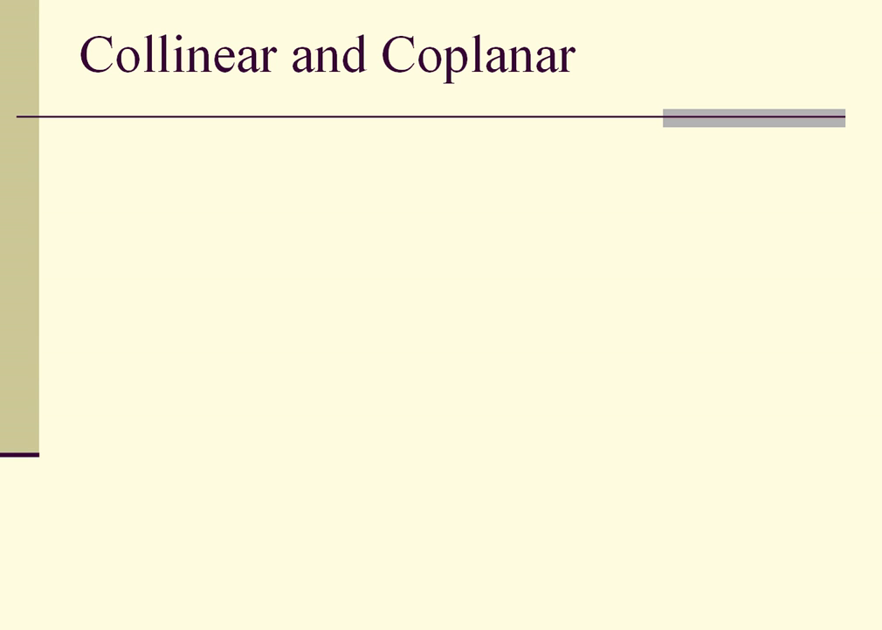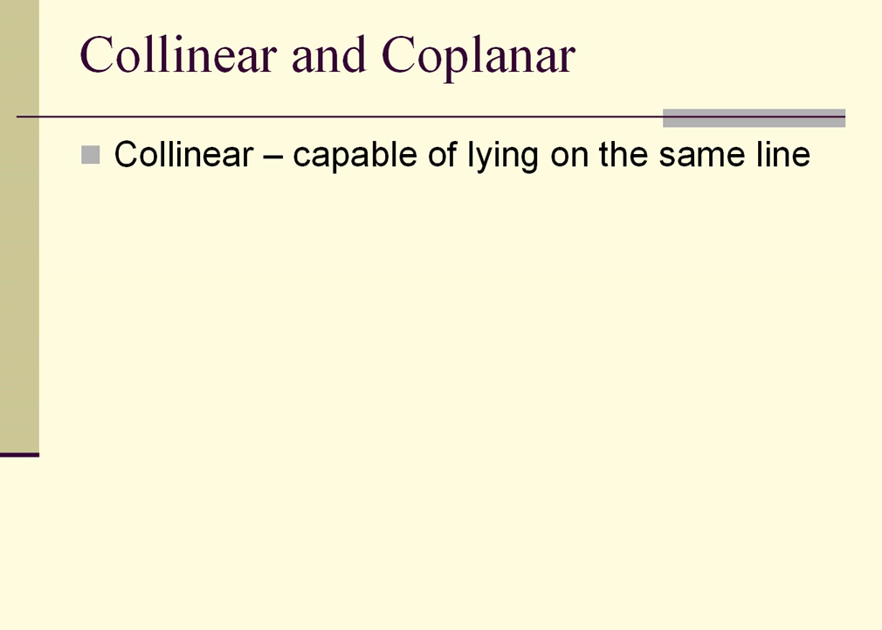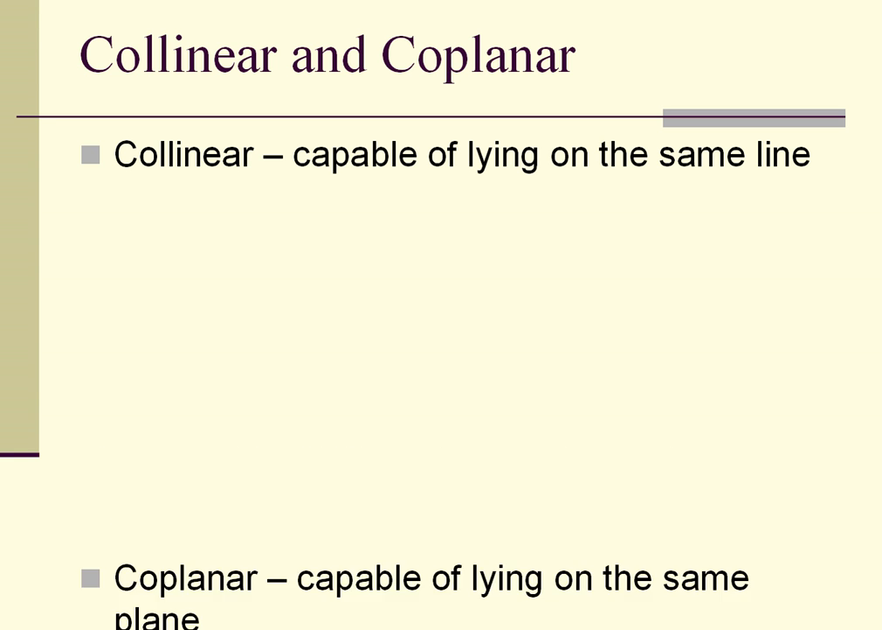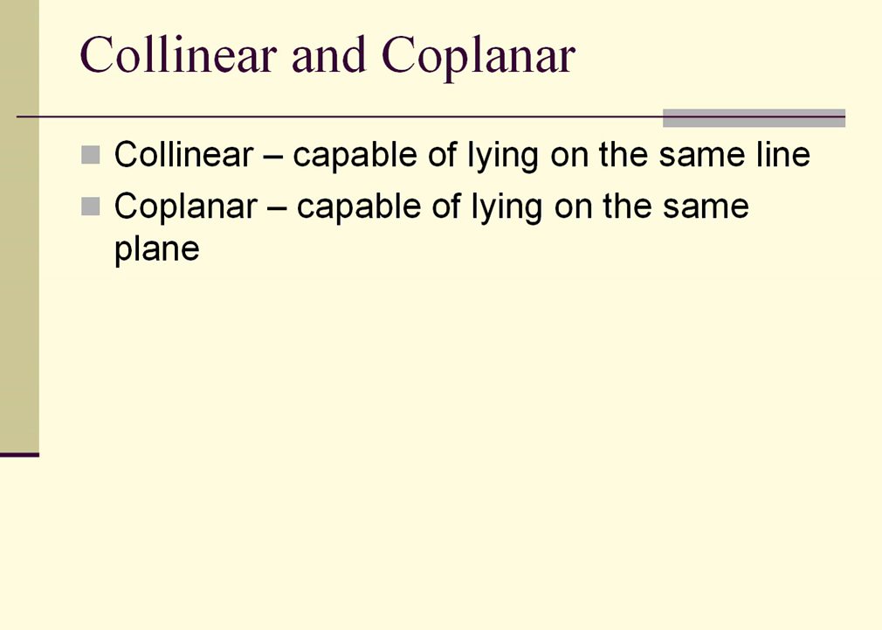Collinear and coplanar are just what they sound like. Collinear, sharing a line, so they lie on the same line, or could lie on the same line. And coplanar, just what it sounds like, is capable of lying in the same plane. Now, the key here is that the line or plane does not actually have to be shown.